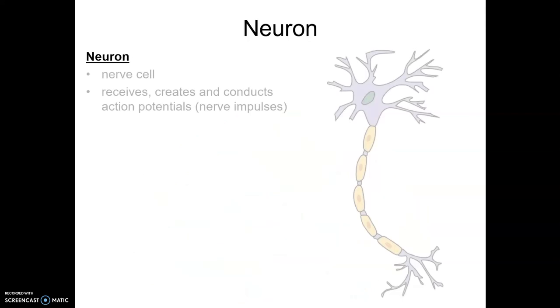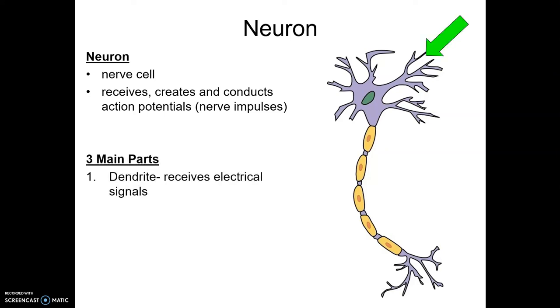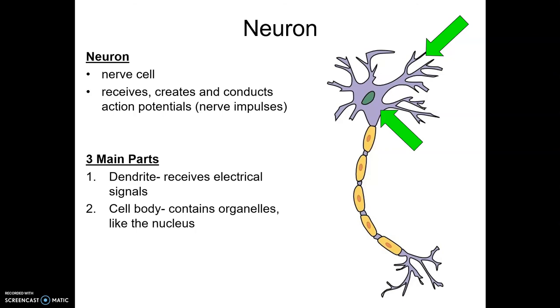The neuron is the nerve cell of the nervous system. Its function is to receive, create, and conduct nerve impulses called action potentials. The neuron consists of three parts. The first part is the dendrite, which is responsible for receiving electrical signals. The second part is the cell body, which houses the organelles such as the nucleus. And the last part is the axon, which is responsible for transmitting electrical signals.